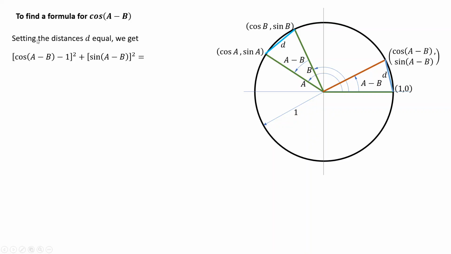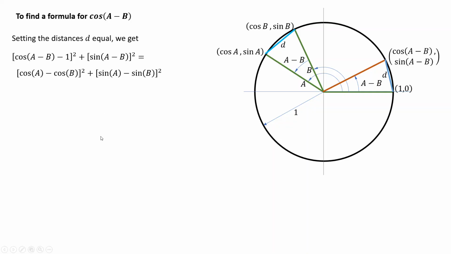I think I may have misspoken here. I said setting the distance as d equal. Actually, I'm setting the distance squared equal so that I don't have to deal with the square root sign. Similarly, the distance from this point to this point is d. Here x1 is cosine A, x2 is cosine B. So cosine A minus cosine B, the quantity squared, plus sine A minus sine B, the quantity squared. So I actually set the distance squared equal.